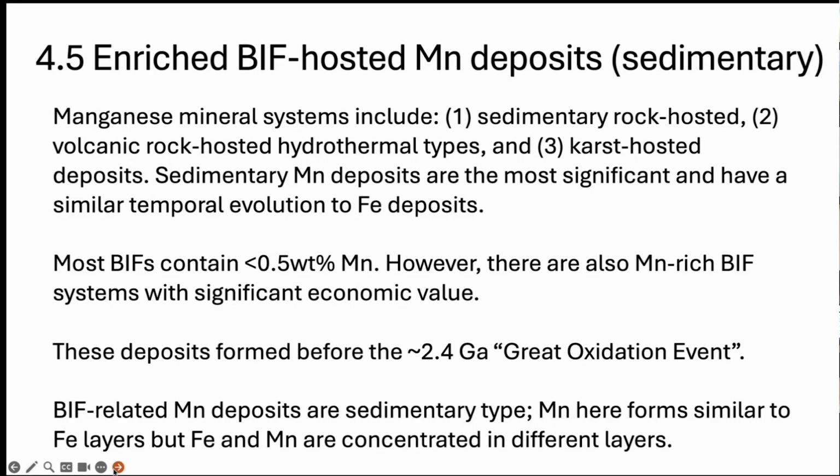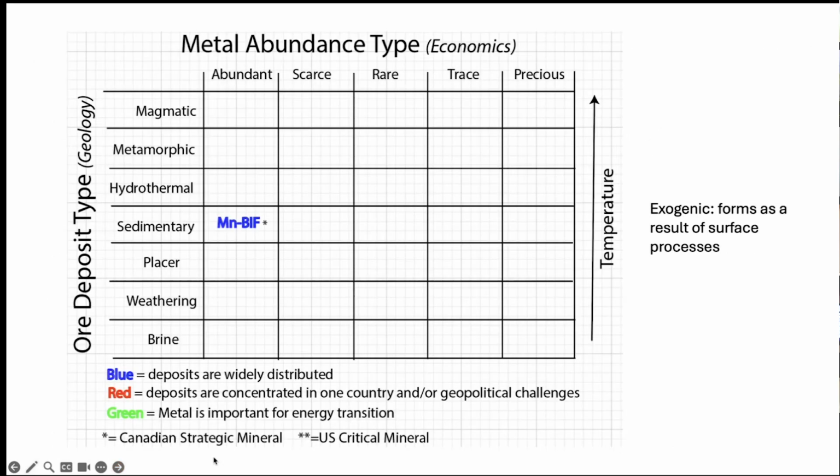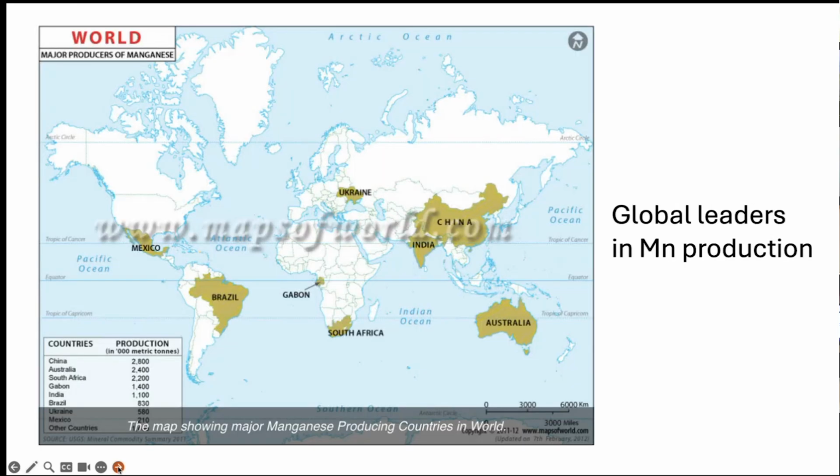And these are sedimentary type. There we see it's an abundant metal, and it's widespread, and it's exogenic. It's a Canadian strategic mineral, but not a U.S. critical mineral. So here are the world's major producers of manganese. I think Ukraine, that was one of the things the United States was interested in, their deposits of manganese.